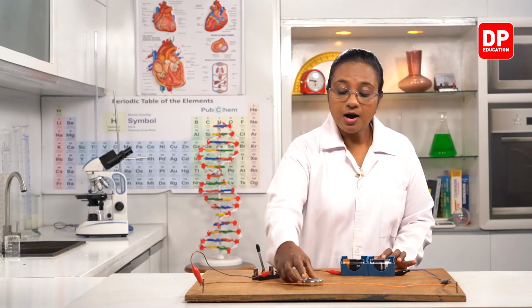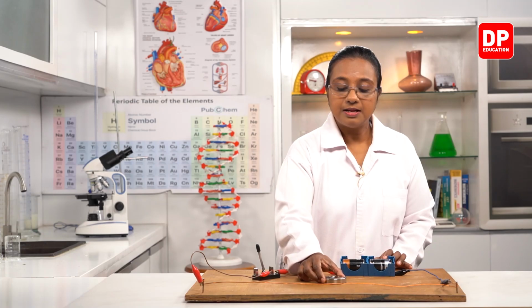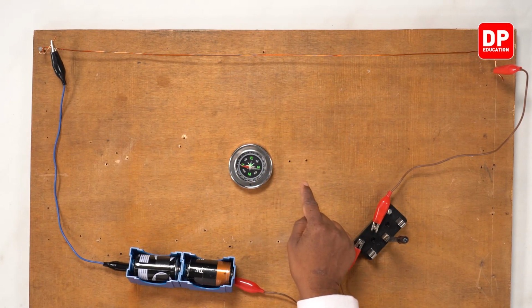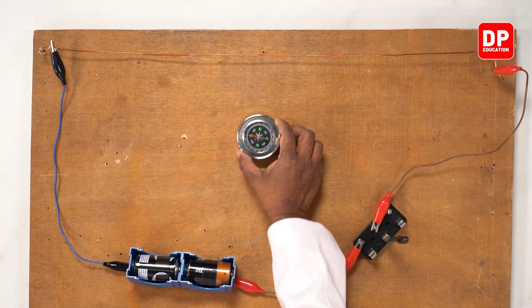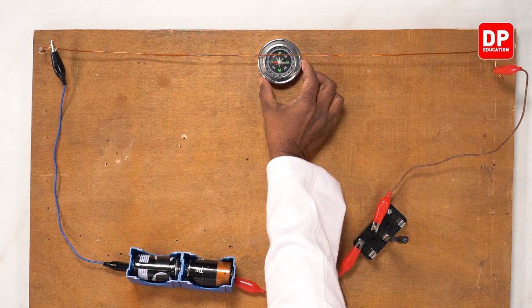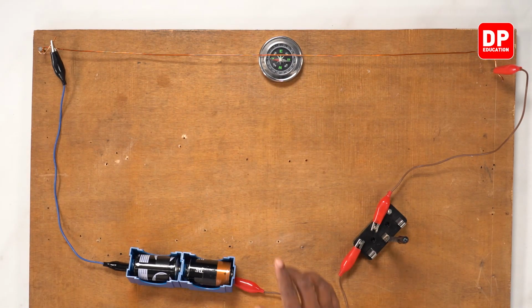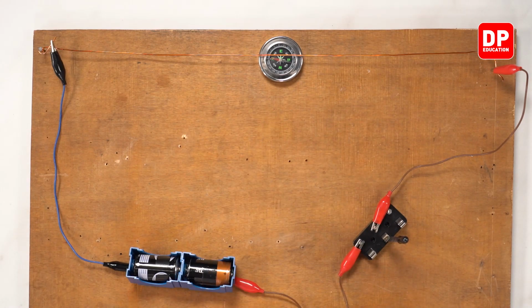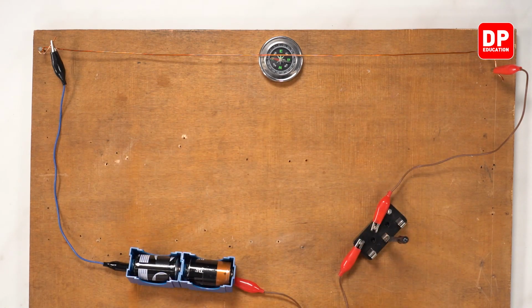Now if you look at the compass, you can see here it is at balance. Now the pointer points this way from north to south. This side is the north and this is south. Even if I place the compass under the conductor and allow the pointer to settle down, you can see there is no deflection. Why? Because there is no current flowing through the conductor.